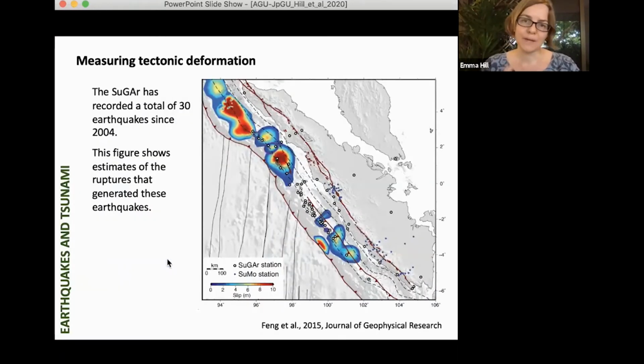We can build up these slip distributions for many, many different earthquakes when we're interested in things like figuring out where a seismic gap is. So these are all slip distributions for different earthquakes that occurred in Sumatra. And you can see here what we call the Mentawai seismic gap, which is an area that still hasn't ruptured and that we expect will see a great earthquake sometime soon.